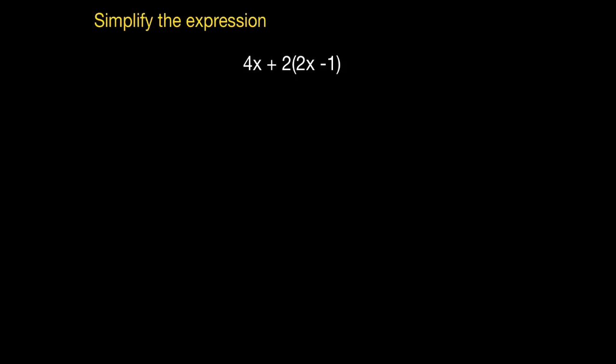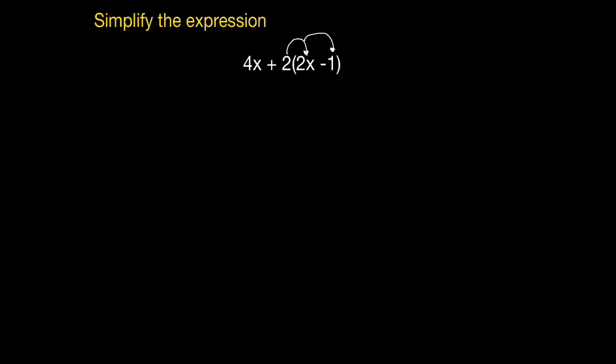Okay, now let's review how to do distribution. Whenever you have a factor, a factor is just any number that's next to a set of parentheses, you're going to multiply it to each individual member of the set that's inside the parentheses. In other words, this 2, you're going to multiply it with this 2x, and you're going to multiply it with this negative 1.